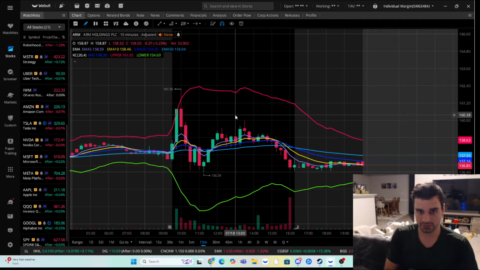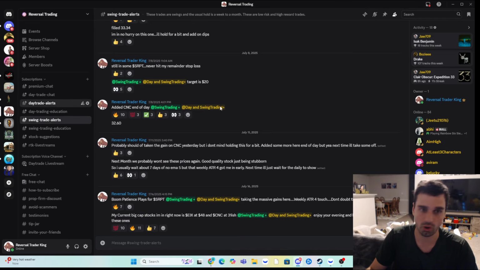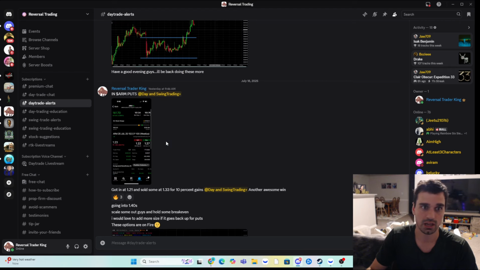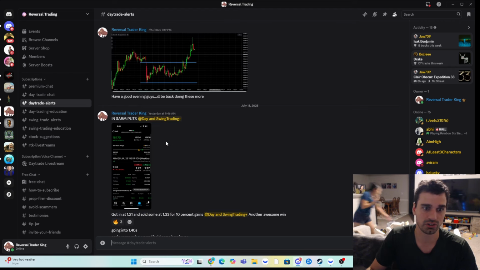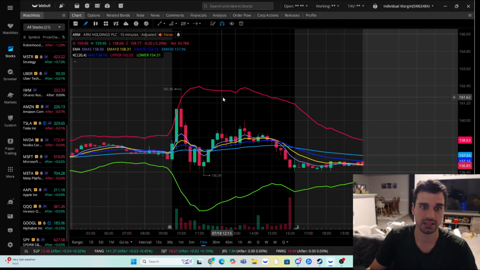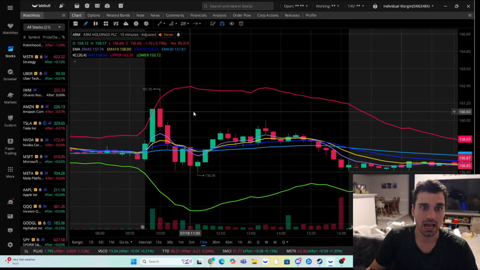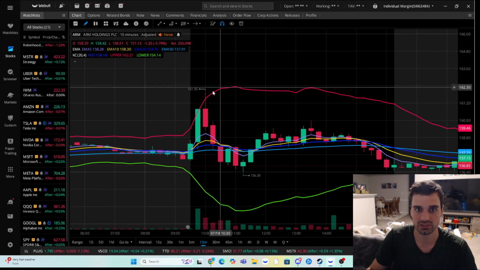I took this live in the Discord on stream, and you guys can see all this right here in the Discord. I post all my stuff here in the day trade alerts. But as you can see, I took these ARM puts here. But why did I take it? It's because I had this 15-minute chart overextension. I have to have price come to this upper band.